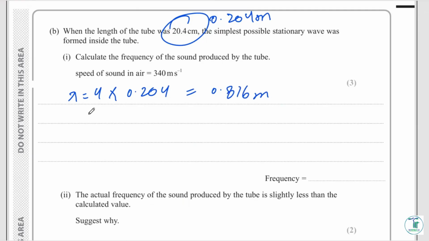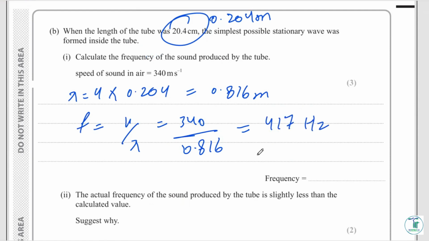I've got this wavelength. I can calculate the frequency by using v upon lambda. v is 340 divided by the wavelength, that is 0.816. By dividing them up, I'll be having 417 hertz. That is how I'll get the frequency, right?